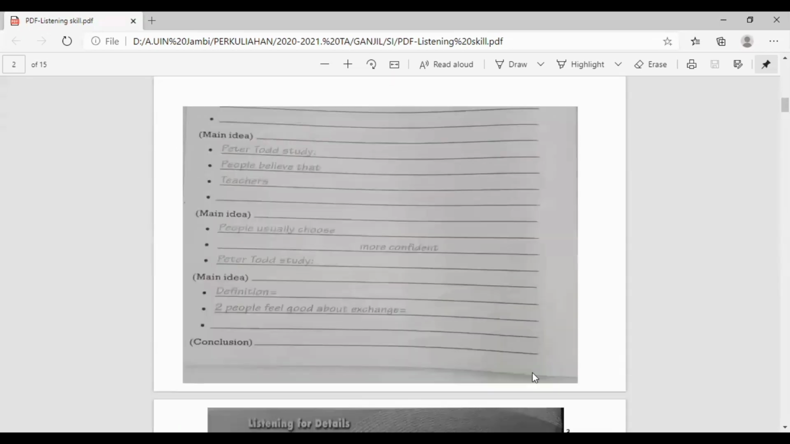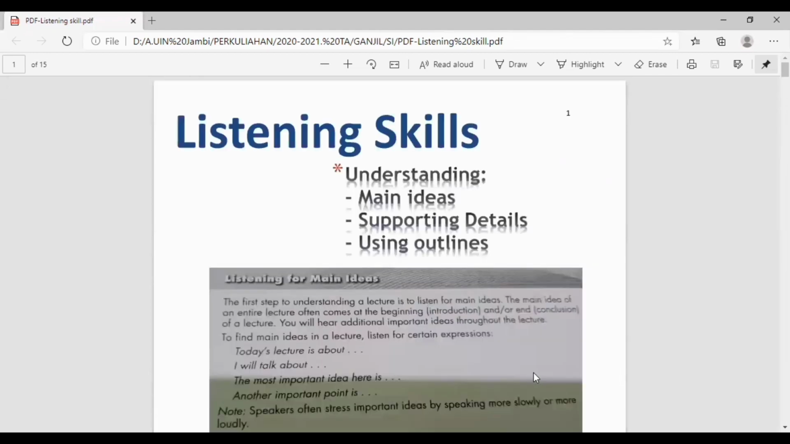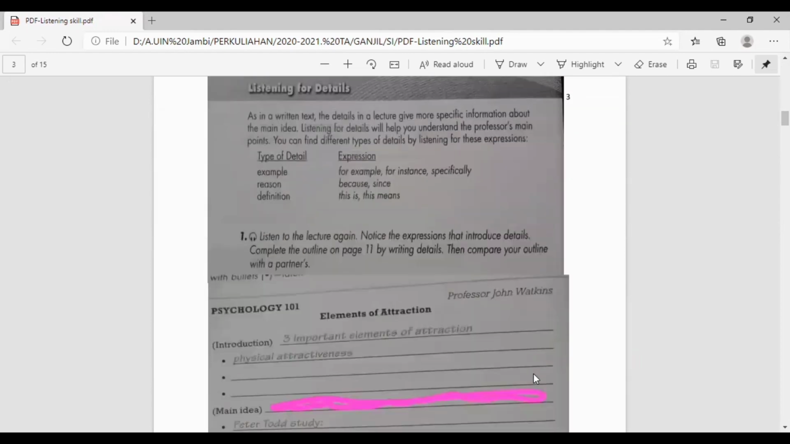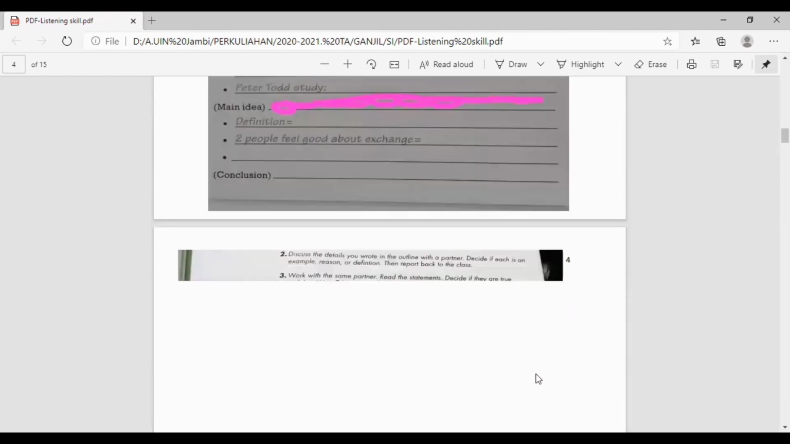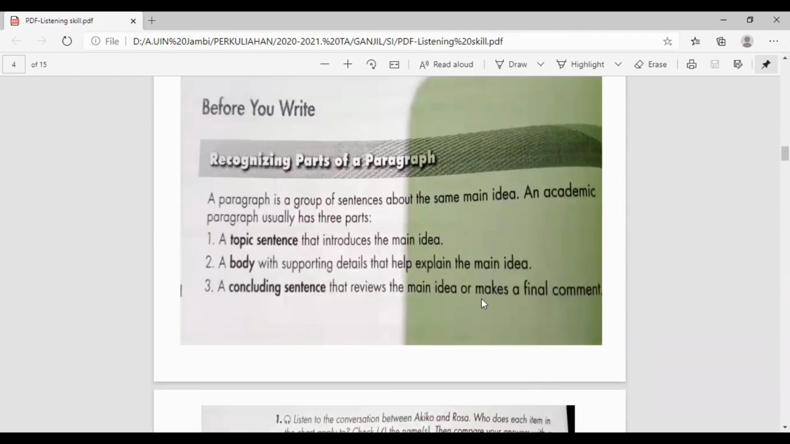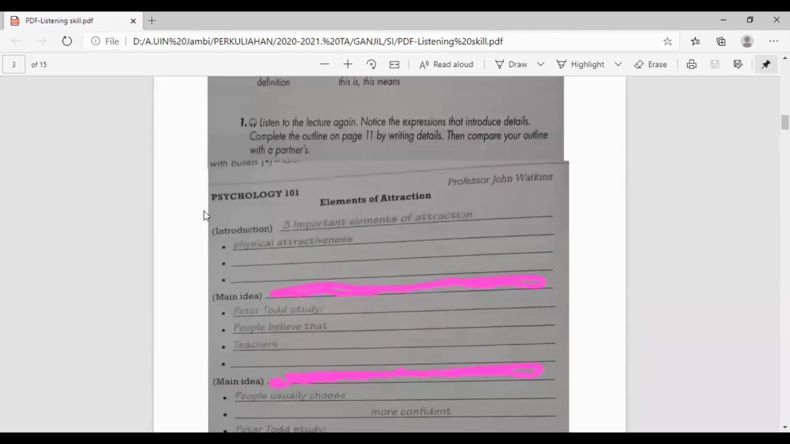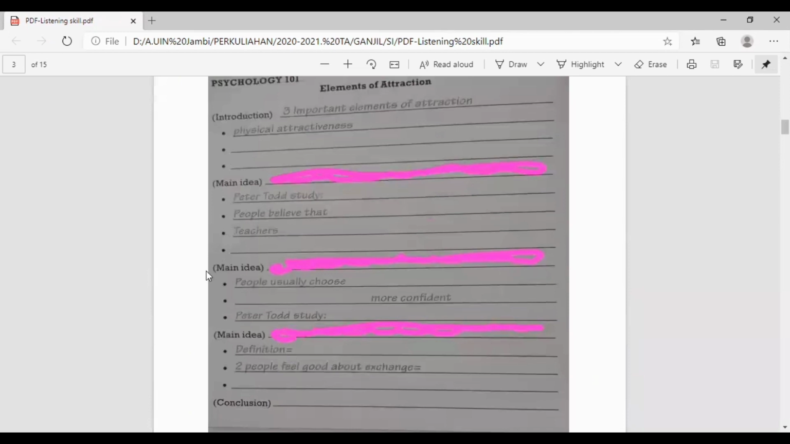The way a paragraph or a listening text, how do they deliver or manage the writing or their talk? It's always the introduction, and then the body, and the last is the conclusion. So these three main parts, introduction, body, and conclusion, are called the organizational structure.